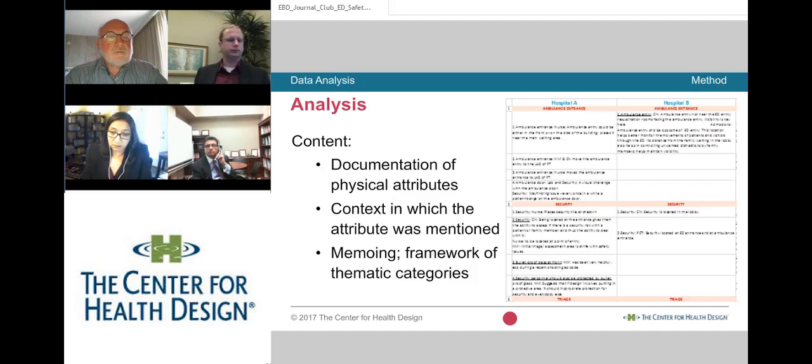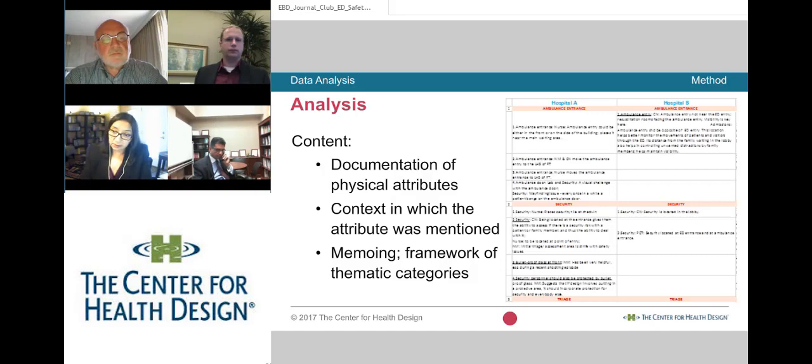And what we also documented during this time was the context within which it was mentioned, and who mentioned it. As we collated all this together, we made little notes on the side about the context and the person who was speaking about them.